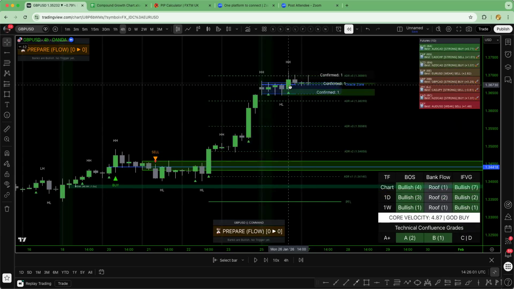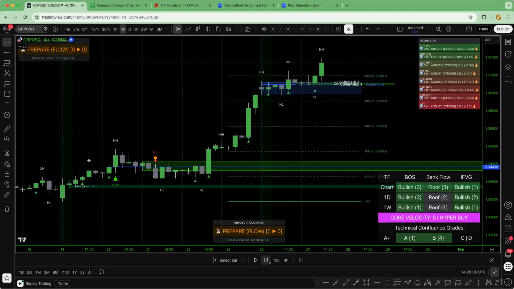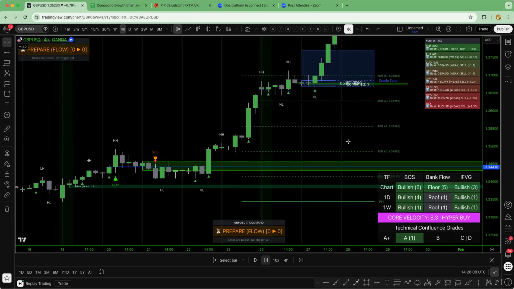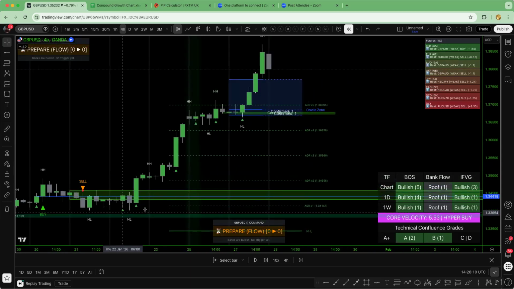Boom. Look at the next breakout here. No bearish breaks, people. Remember that. No bearish breaks. Look. Boom. No bearish breaks. Can you see the real definition of a trend?